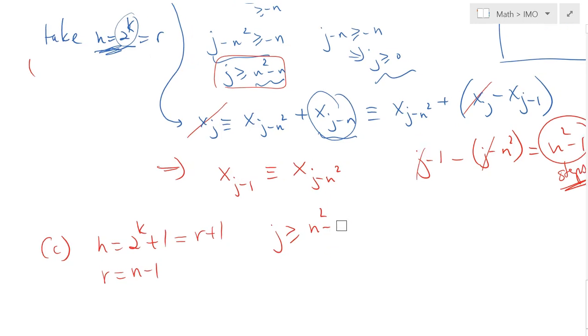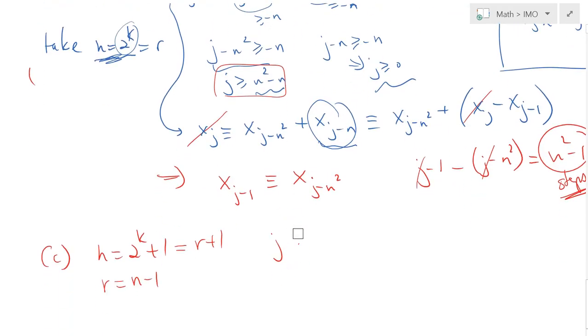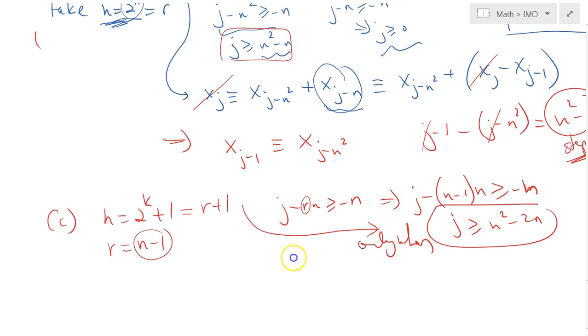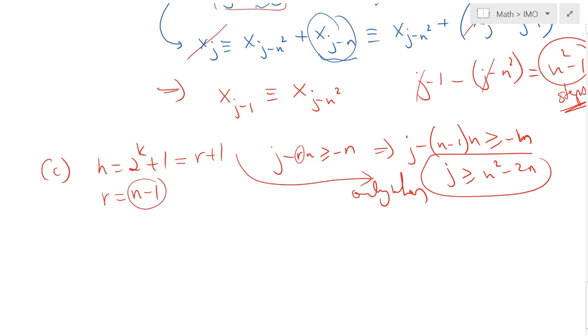So let's write that down. J minus rn is greater than or equal to minus n, and we decided to replace r with n minus 1, so that would imply j minus n minus 1 times n greater than or equal to minus n. Okay, so this only holds for this case, which means j is greater than or equal to n squared plus n minus n, so minus 2n, only when this happens.